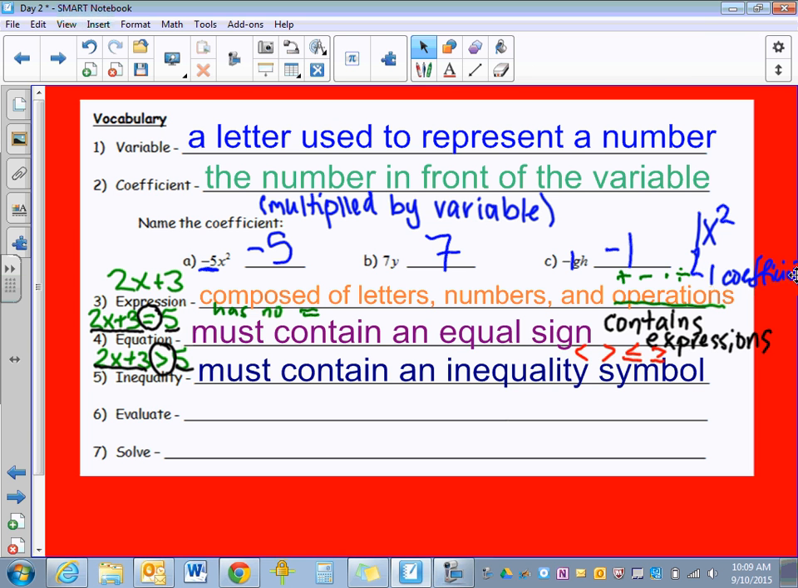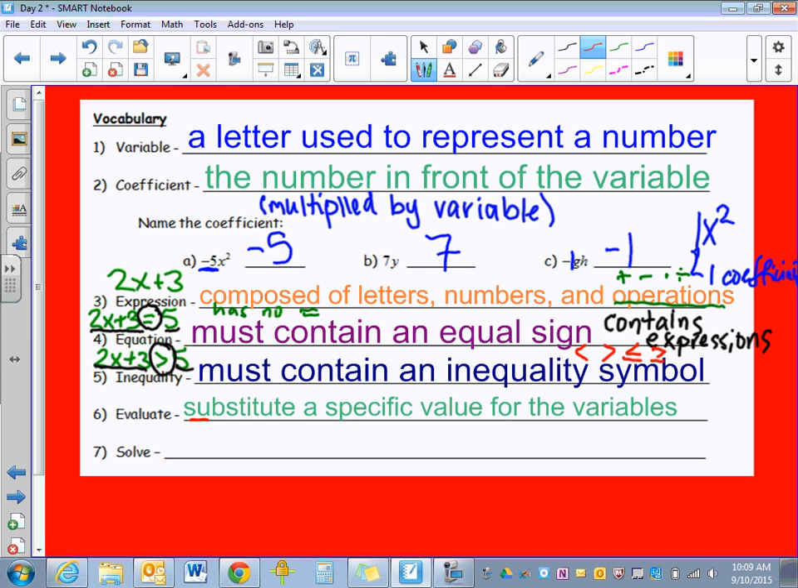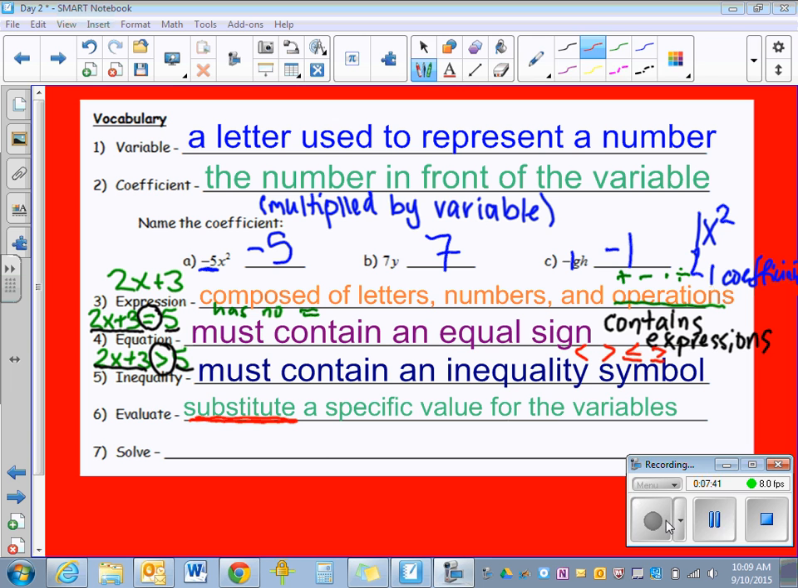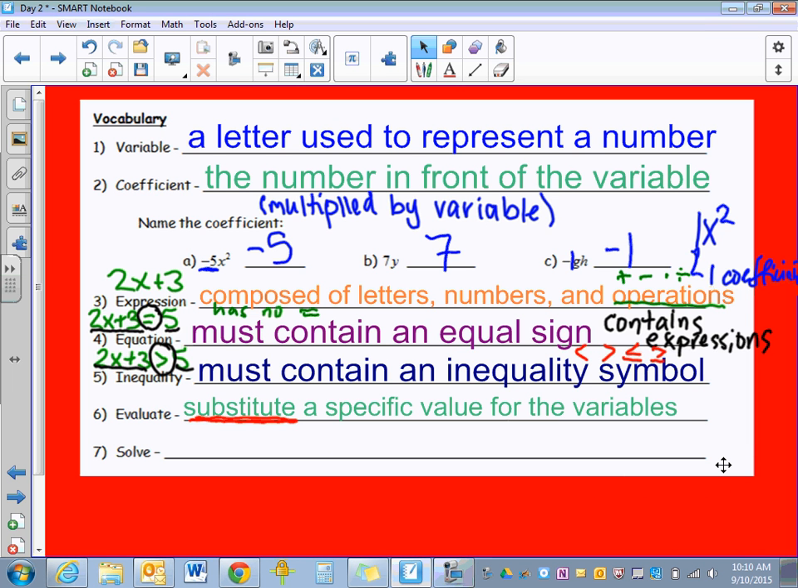All right. So evaluate. This is going to be a type of instruction you'll be given. You'll see where it says evaluate the expression, or evaluate the radical. Evaluate. That means you're going to substitute a specific value for the variables. Keyword: substitute. So evaluate is substitute a specific value in for the variables.